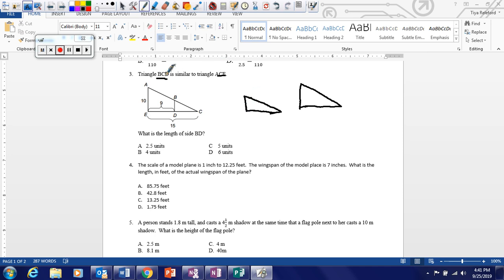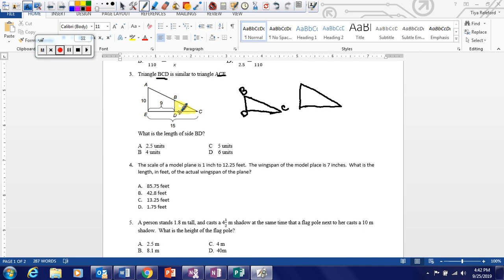There. So BCD is this triangle right here, this little one. I'm going to transfer all the labels and the numbers over. So B, C, D, I don't know what BD is.